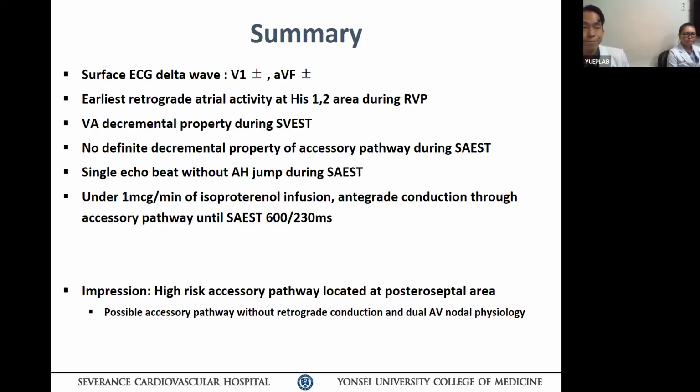So the impression was a high risk to the accessory pathway in the posterior septal area. What do you mean high risk? High risk for what? Patients develop a risk to ERP equation. The high risk of sudden death.